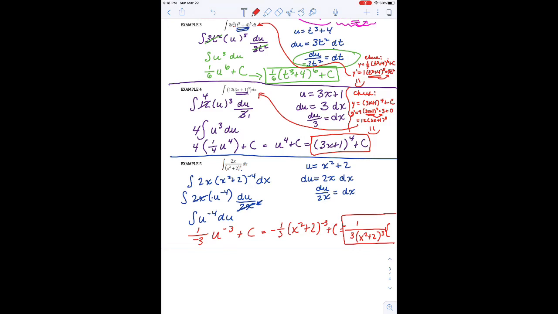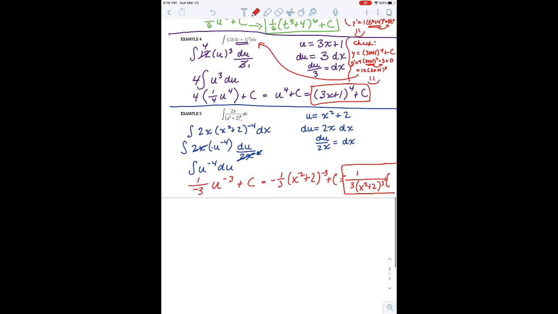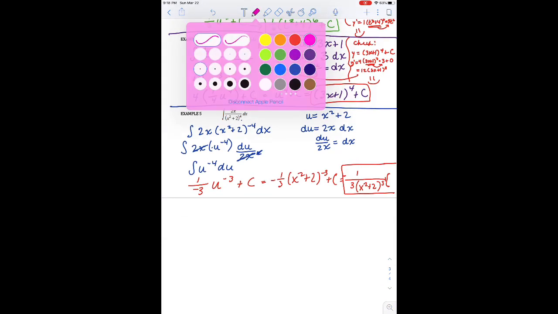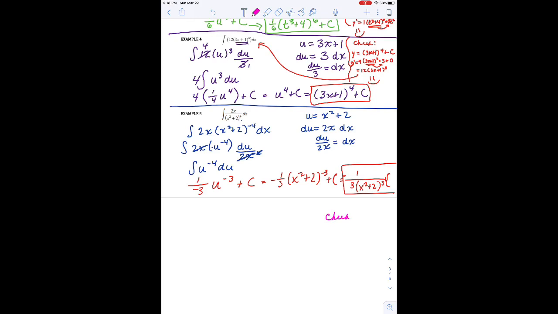How are we feeling? I have a little bit of room. I can't not show you the check. Check: if our original function had been 1 over 3 times x squared plus 2 to the 3rd, plus c, am I going to get that as my derivative? Well, let's find out. Here we go.